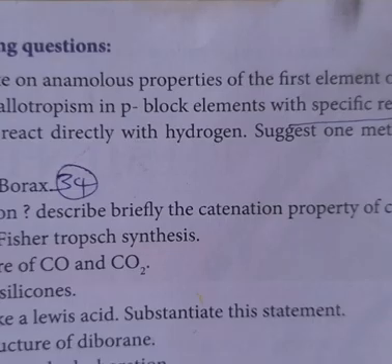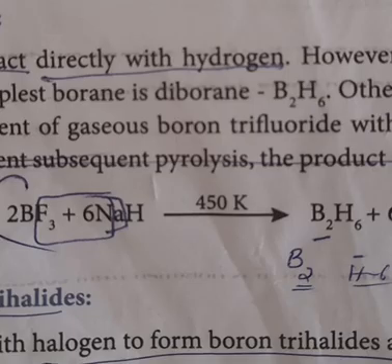Question number 3, book back question. Boron does not react directly with hydrogen. Suggest one method to prepare diborane from BF3, boron trifluoride. Page number 32, the formation of hydrides, the first line is enough. Boron does not react directly with hydrogen. However, it forms a variety of hydrides called boranes. The simplest borane is diborane, B2H6.